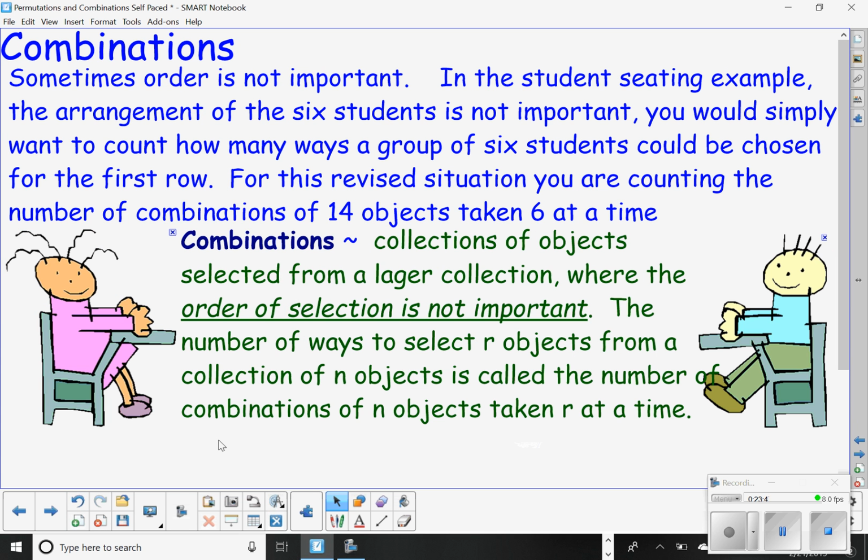So, in this case, we have what we call a combination. Sometimes order is not important. In the student seating example, it really isn't important where you sit in the front row as long as you're in the front row. So in this case, we want a combination. Combinations are collections of objects selected from a larger collection where the order of selection is not important. It's like making a salad, okay? It doesn't matter if you put your cranberries and your lettuce and your cucumbers and your radishes and tomatoes in any given order. You're going to toss it all up and it's just a salad. Combinations, order does not matter.